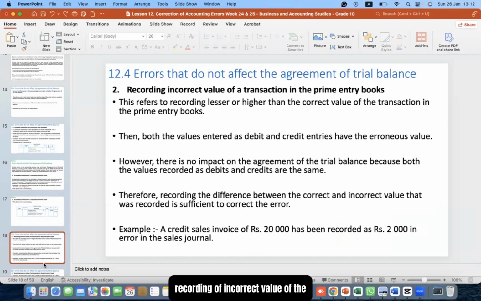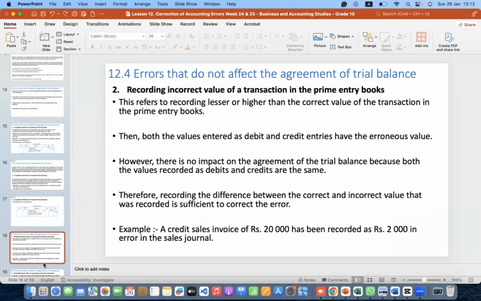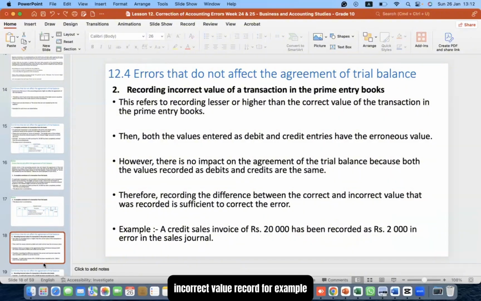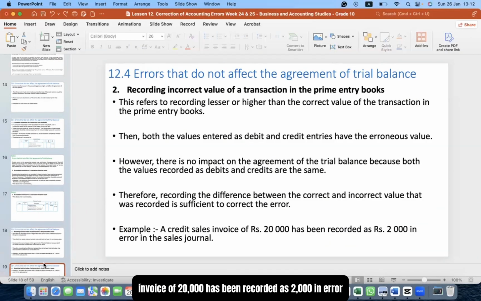Recording of an incorrect value of a transaction in the prime entry books. Incorrect value is recorded. For example, a credit sale invoice of 20,000 has been recorded as 2,000 in error.